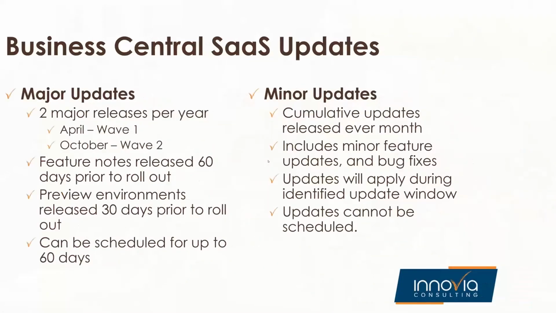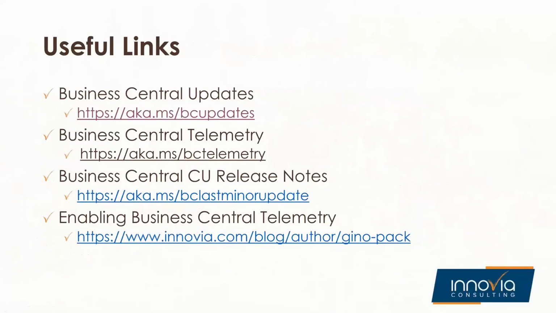And you can see here, I'll flip back over to my slides. Look at the useful links. So here are several aka.ms links that give you Microsoft information on Business Central updates, Business Central telemetry, and Business Central cumulative update release notes. This is a great one because it actually shows you what is released with a minor update. So there are 2 update windows here, and update pages that you can save.